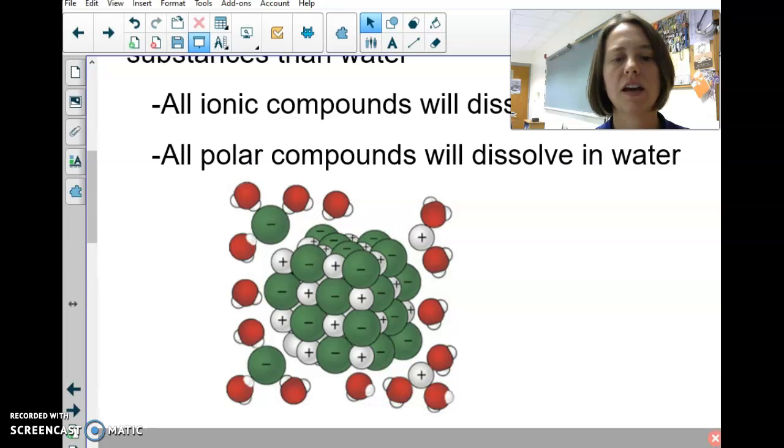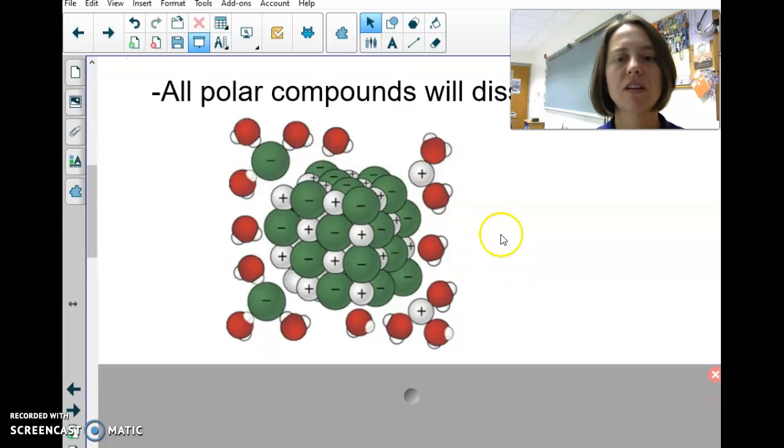So let's take a look, and this is an ionic compound. You can see because it has positive and negative ions, and it is dissolving in water. The negative ions are breaking off and getting surrounded by the partially positive end of water, those hydrogen ends. And our positive ions are getting surrounded by the partially negative side of our water molecule, the oxygen atoms. This is how, let's say, table salt gets dissolved in water.